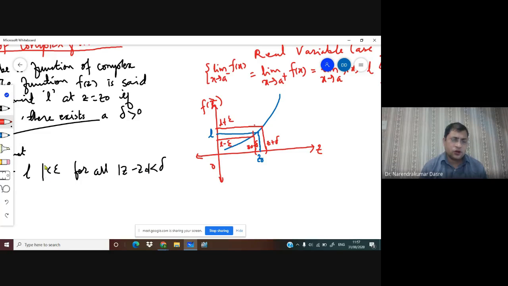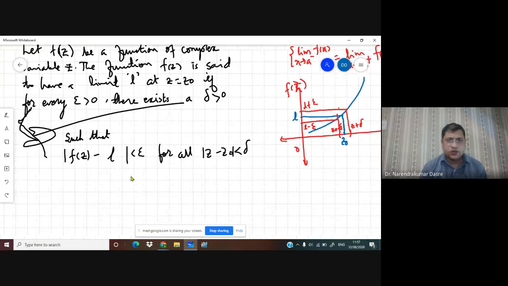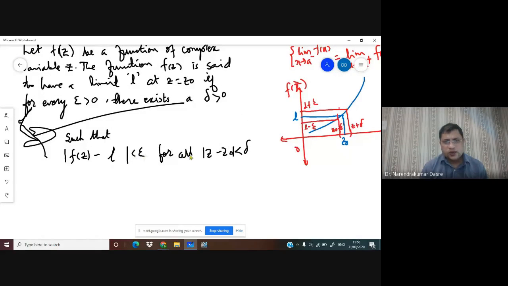So that is the meaning of this epsilon delta definition. What it says is that whenever your z is in the neighborhood of z0, then the value f of z is in the neighborhood of L. This is called the delta neighborhood. This is called the epsilon neighborhood. So whenever we have z in the delta neighborhood of z0, then we have f of z in the epsilon neighborhood of L. That's what we have.